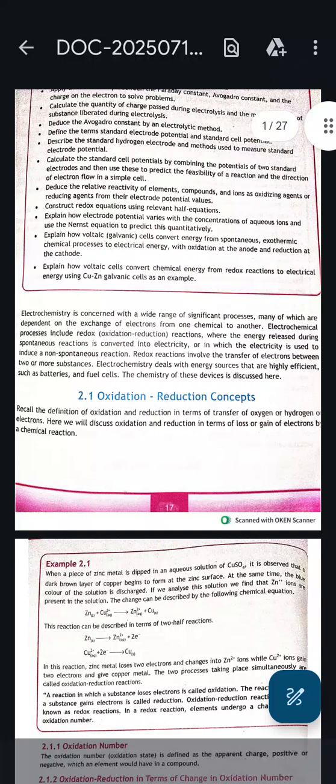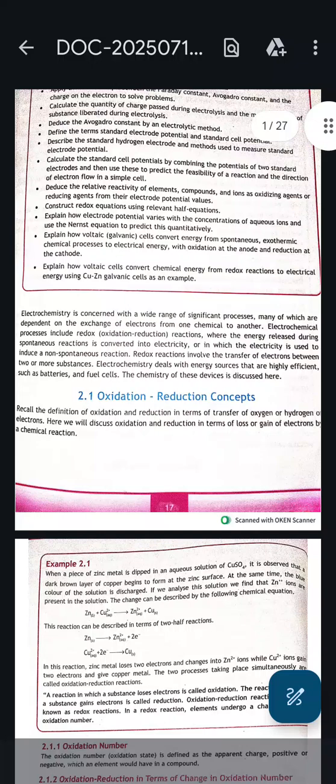The chapter we are going to study today is electrochemistry. Electrochemistry is concerned with a wide range of significant processes, many of which are dependent on the exchange of electrons from one chemical to another. Electrochemical processes include redox reactions, where the energy released during spontaneous reactions is converted into electricity, or in which electricity is used to induce a non-spontaneous reaction.